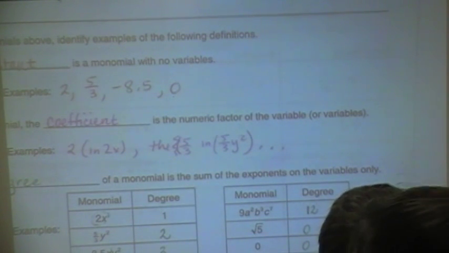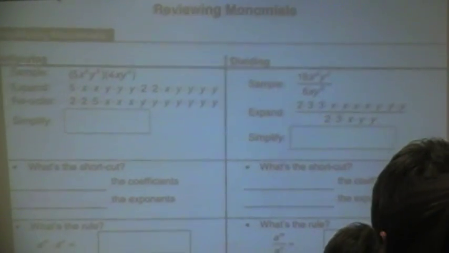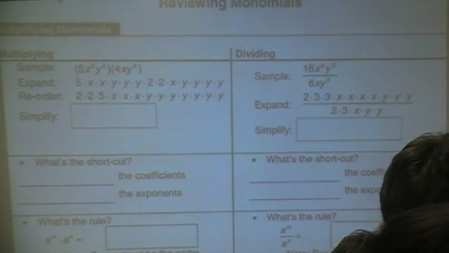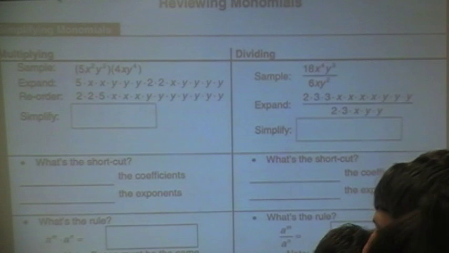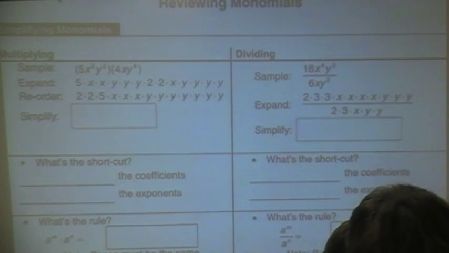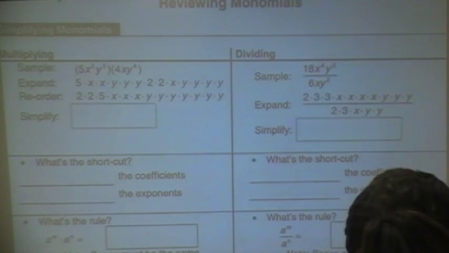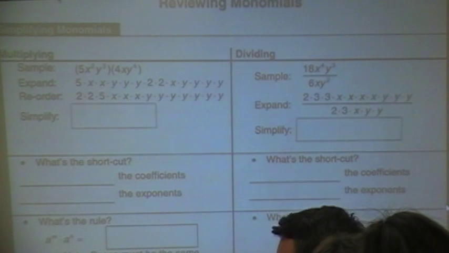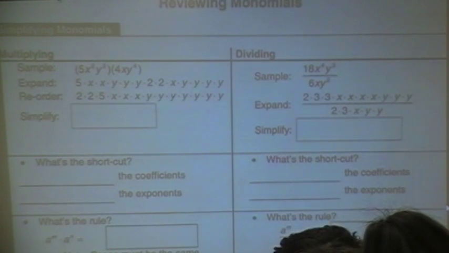Alright, so far so good? So that was new. The rest of this stuff is old information. Okay, so we're going to review simplifying monomials. You do it all the time, so do not let the fact that we're reviewing it confuse you. You do this stuff a lot already, so you already know how to do this.